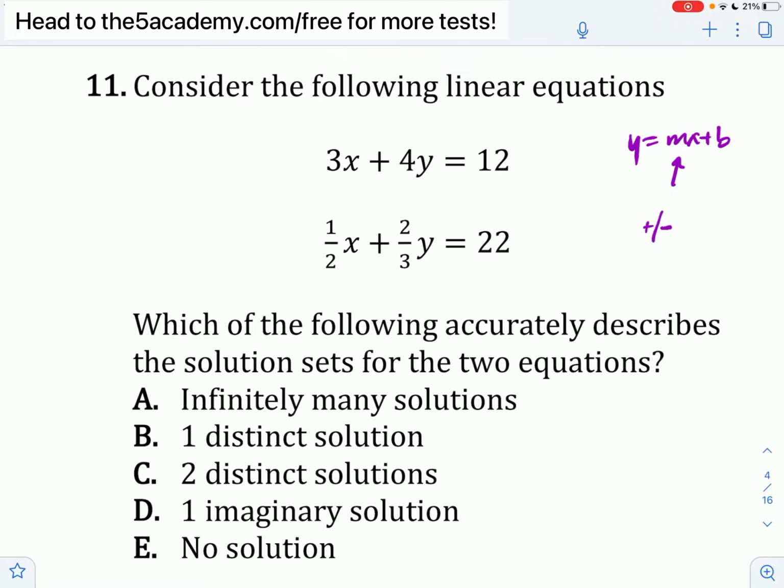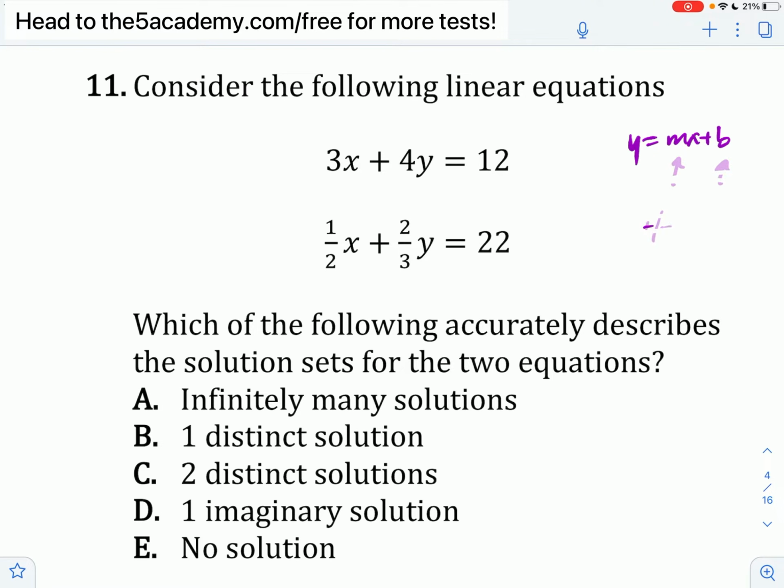If they have the same slope, then they might not intersect. If they have different slopes, then they have to intersect, right? And that means that they would have at least one solution. You can also find out the y-intercept. So if they have the same slope and the same y-intercept, that could very well mean that they have an infinite number of solutions, that really they are just the same line overlaid on top of each other.